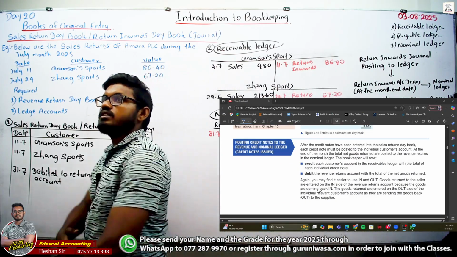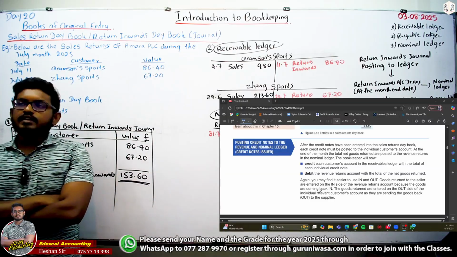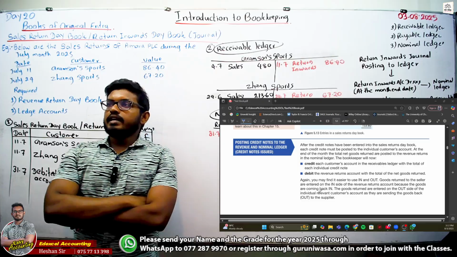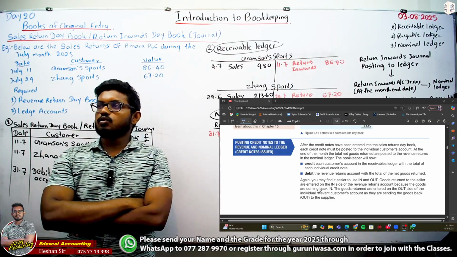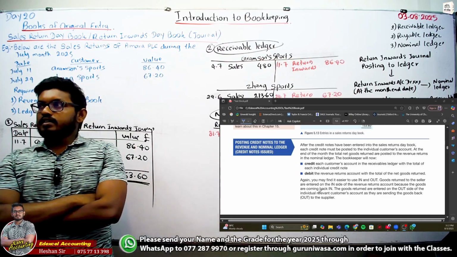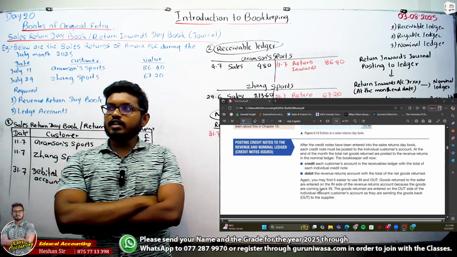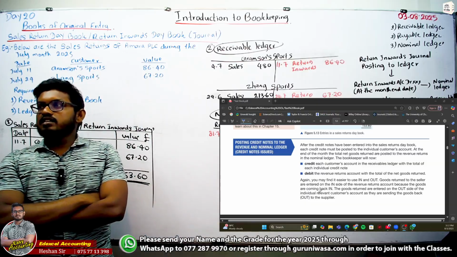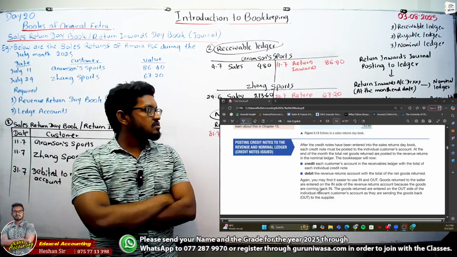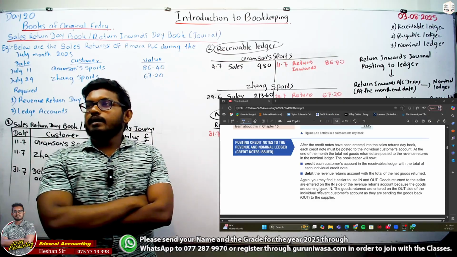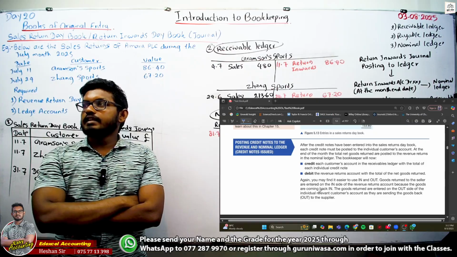Posting credit notes to the revenue or the nominal ledger, credit note issued. After the credit notes have been entered into the sales return day book, each credit note must be posted to the individual customer's account. At the end of the month, the total net goods returned are posted to the revenue returns in the nominal ledger. The bookkeeper will now credit each customer's account in the receivable ledger with the total of each individual credit note. So debit the revenue return account with the total of the net goods returns.